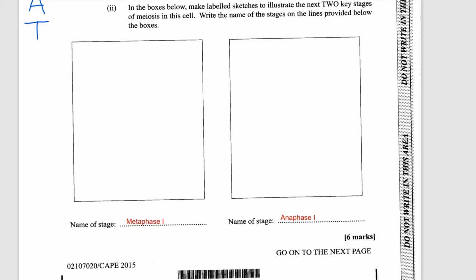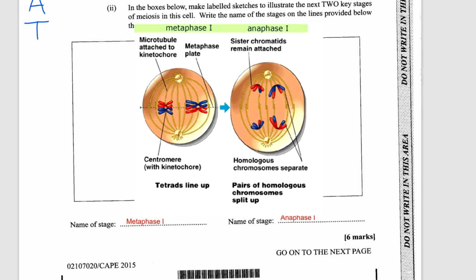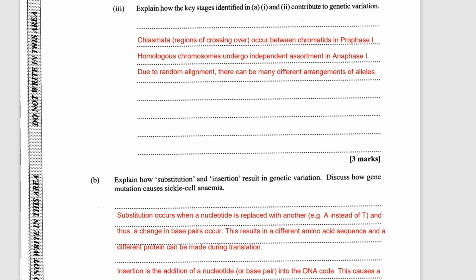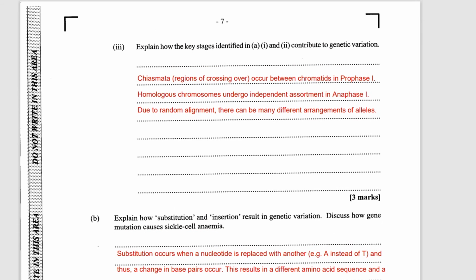So once again, that's what you'll be drawing there, and I'll just put it up on the screen briefly so you'll know what you have to do. Of course, you name the stages there: metaphase 1, anaphase 1, and try to label the things that are going on. So the question now asks, explain how the key stages identified in A1 and A2 contribute to genetic variation. The stages were prophase 1, and metaphase 1 and anaphase 1.